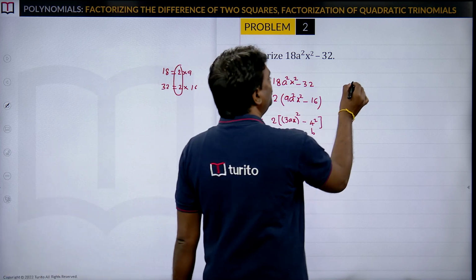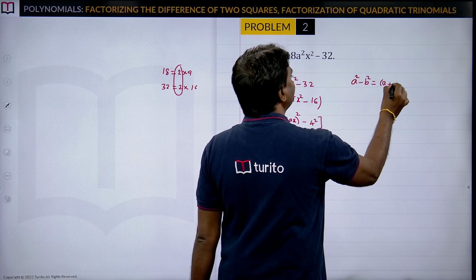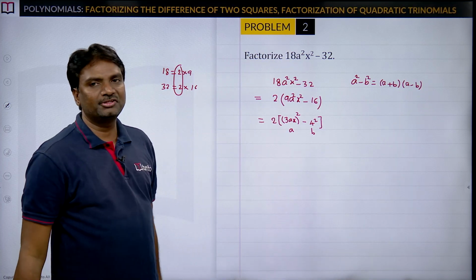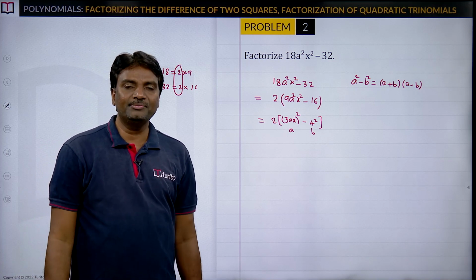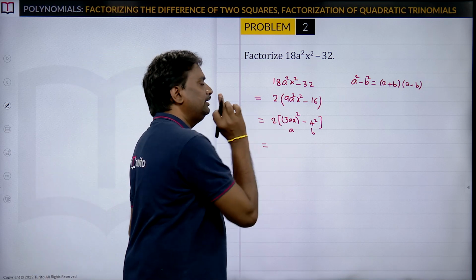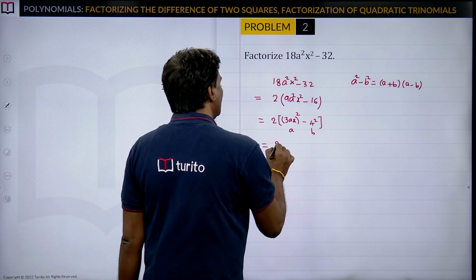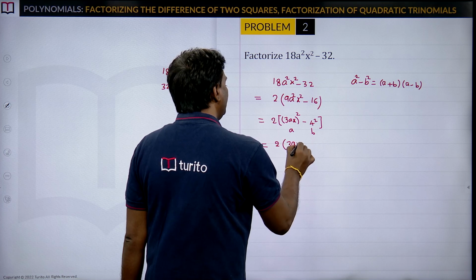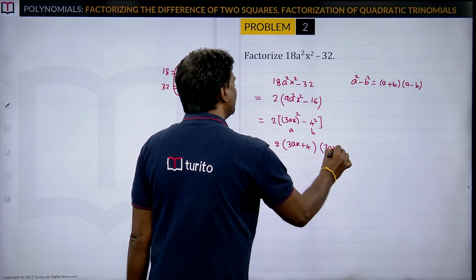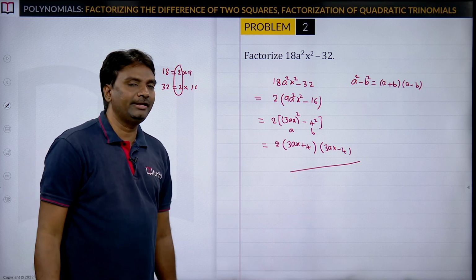So, that is why again by using the formula a square minus b square equal to a plus b into a minus b, or you may write a minus b into a plus b, both are same. So, by applying that formula, a plus b is 3ax plus 4 into a minus b is 3ax minus 4. So, we can write 2 into 3ax plus 4 into 3ax minus 4, or you may write 2 into 3ax minus 4 into 3ax plus 4.